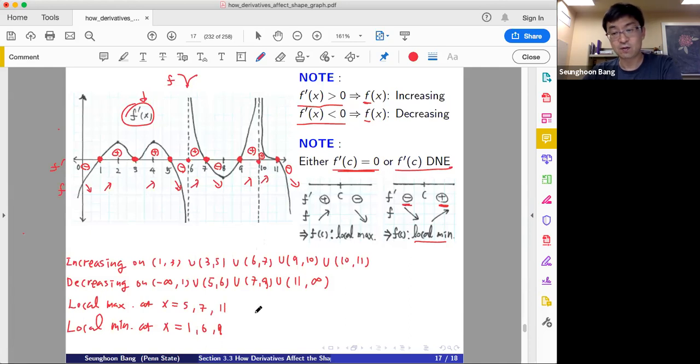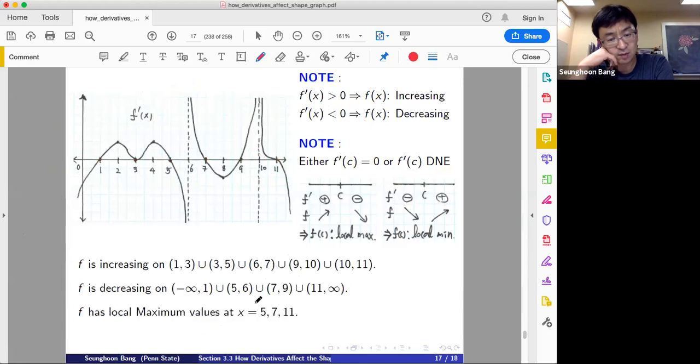Okay, this is the whole idea for finding the maximum, minimum, increasing, decreasing. The last one is concavity: concave up, concave down, and inflection point. How can you know these kinds of things? Here.